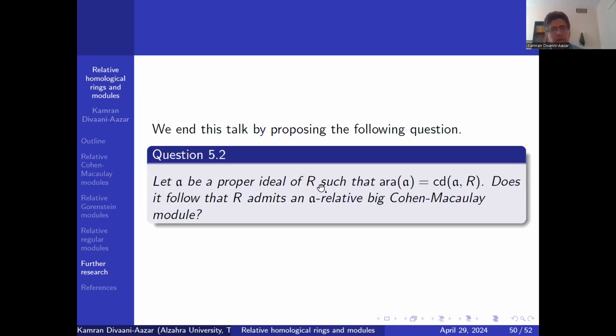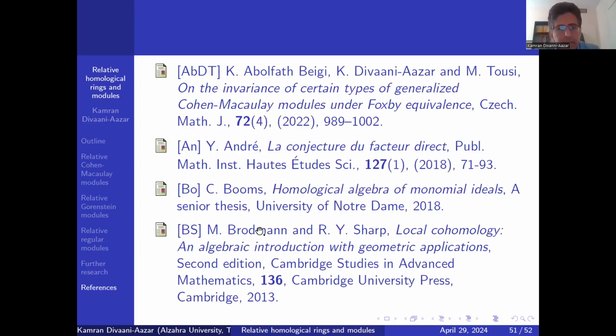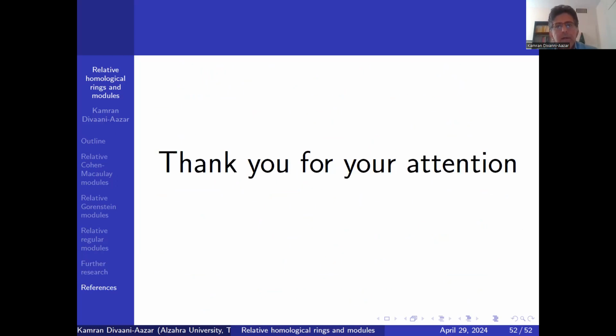So here is our question. Let A be a proper ideal of R such that this condition is satisfied. Does R admit an A-relative Cohen-Macaulay module? This is the analog of Hochster's conjecture in the relative situation. There are the references for my presentation.